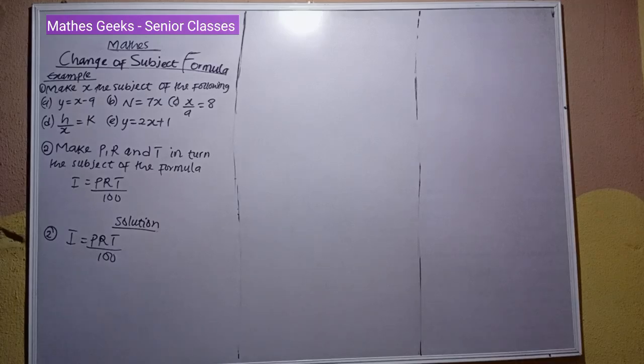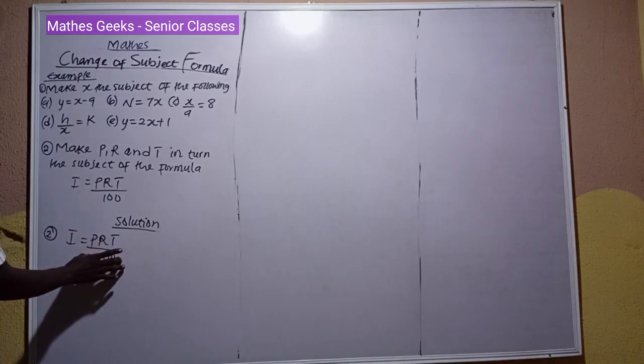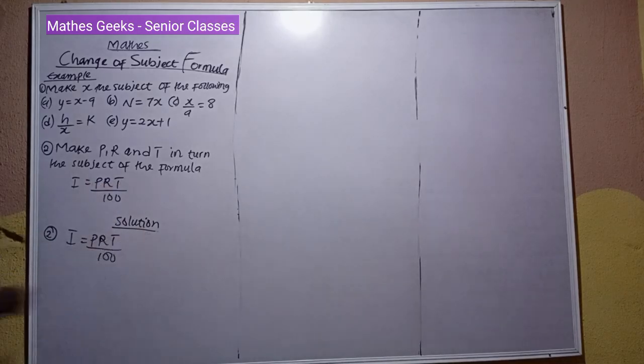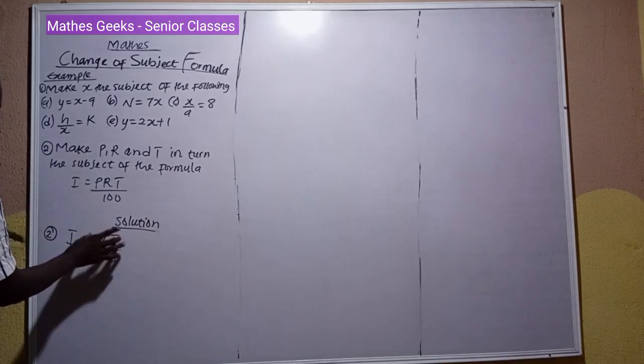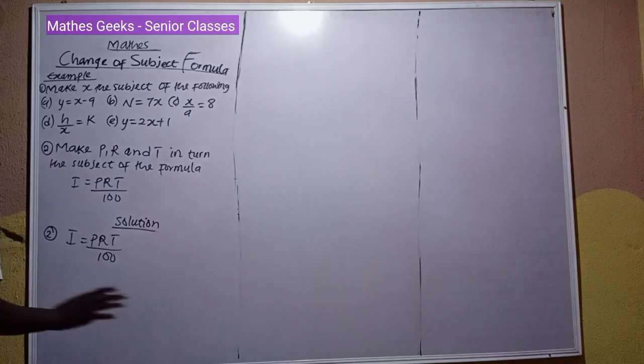So now we want to make P the subject of the formula, meaning that we want to make P stand alone. We don't want 100 joined. In fact, we want to separate them totally. So we want P to be stripped here. We don't want 100 attached to it. We don't want R and T to be attached to P. We just want P to be on its own. So how do we do that? We're going to follow the process.